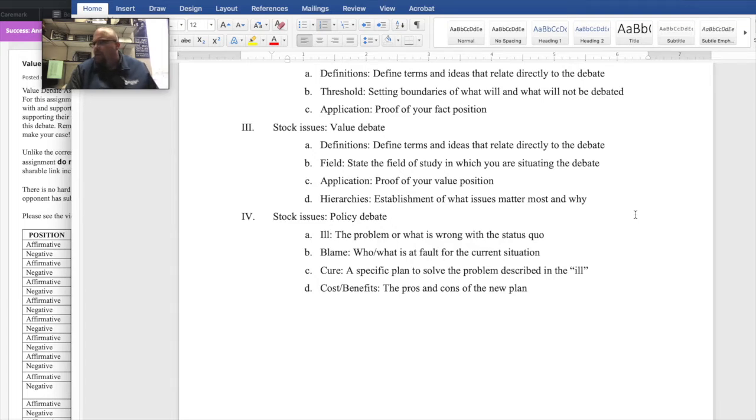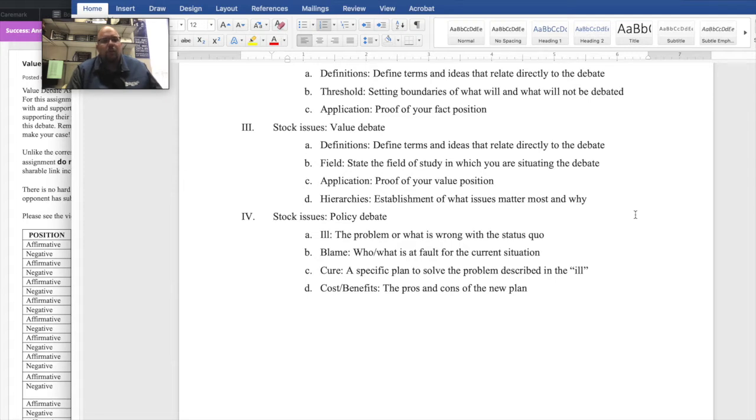Let's say if we talked about banning alcohol sales, then you could talk about, okay, here I'm looking at this from a health point of view. I'm looking at this from a societal point of view. I'm looking at this from whatever point of view you want to. And again, you can use multiple points of view. Then you've got application or proof of your value position.